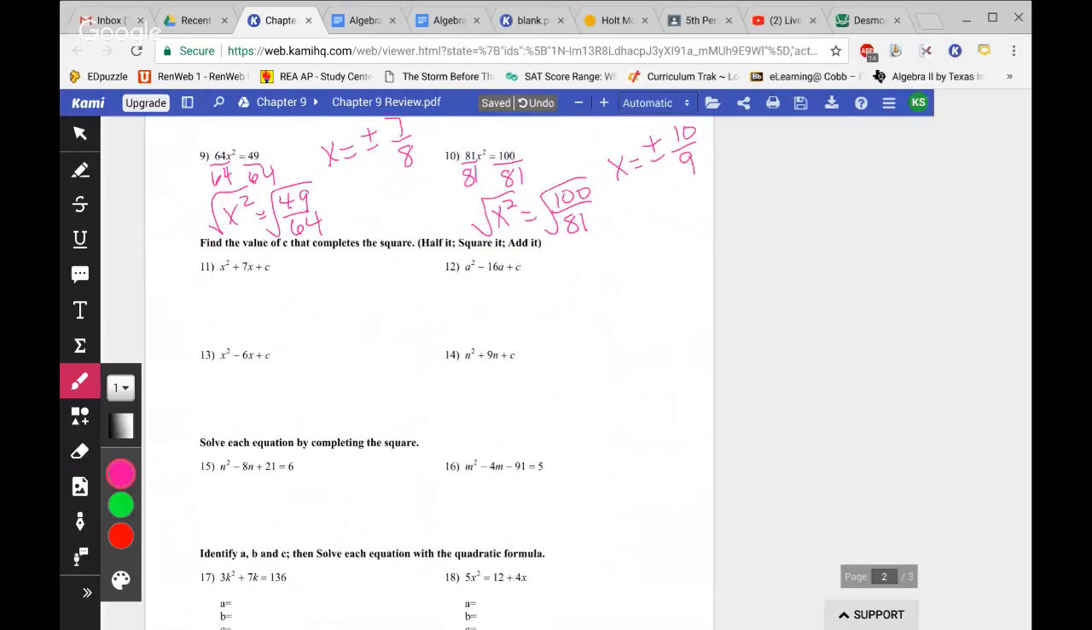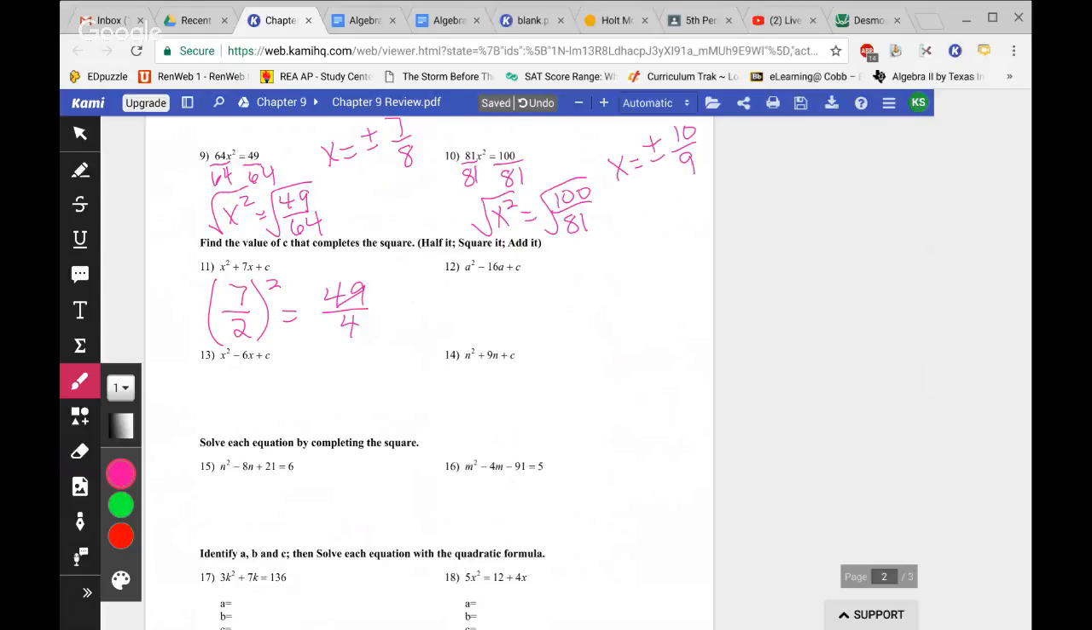All right. So find the value of c that completes the square. So we're going to half it, square it, and then add it. So half of 7. And with these, when the number is odd, all I want you to do is write 7 over 2. And then square that. Square the numerator, square the denominator. So you've got 49 over 4.